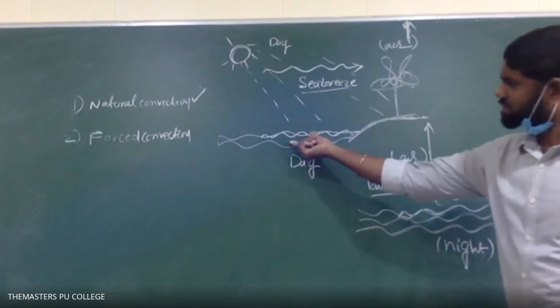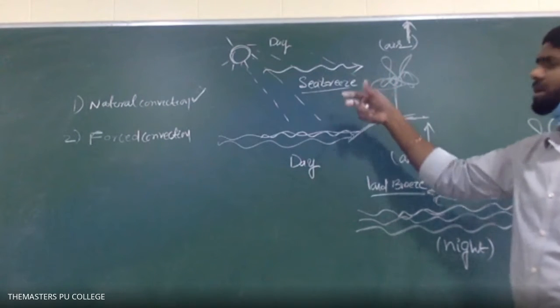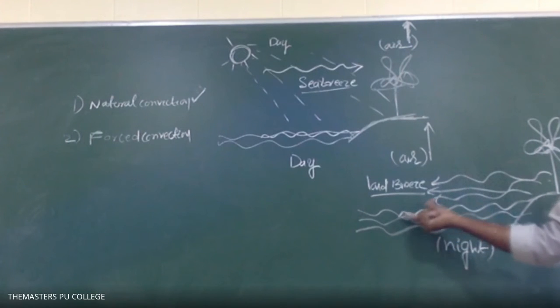So the ocean surface and land surface are both exposed to the sun, and their temperature increases. Because the specific heat of water is more, it will take a bit more time to cool down. That's why land surfaces will be cooled faster, and the surface of the ocean will take a bit more time when compared to the land.